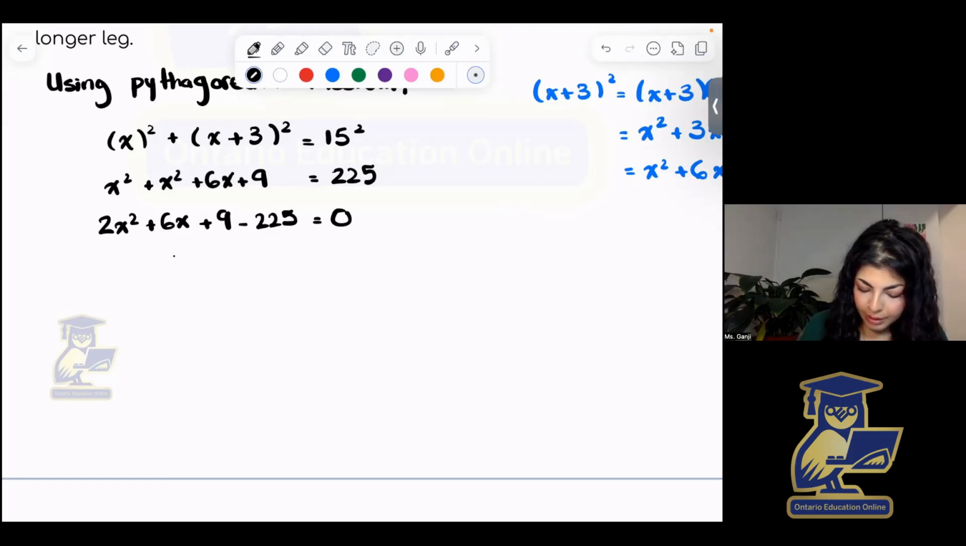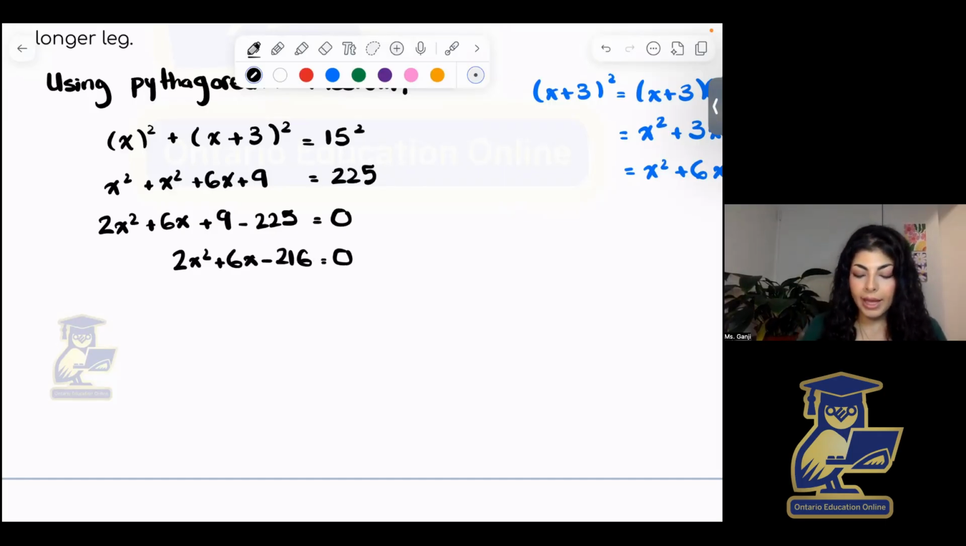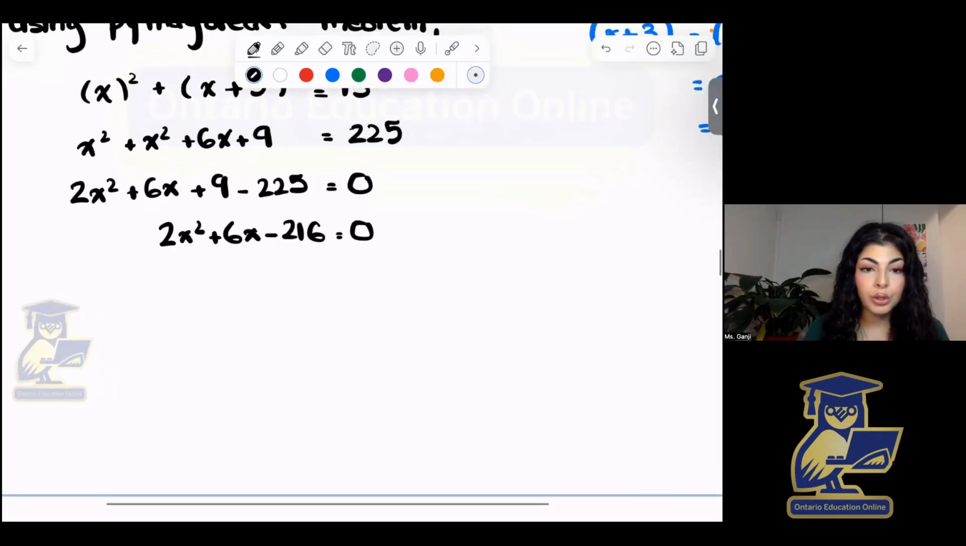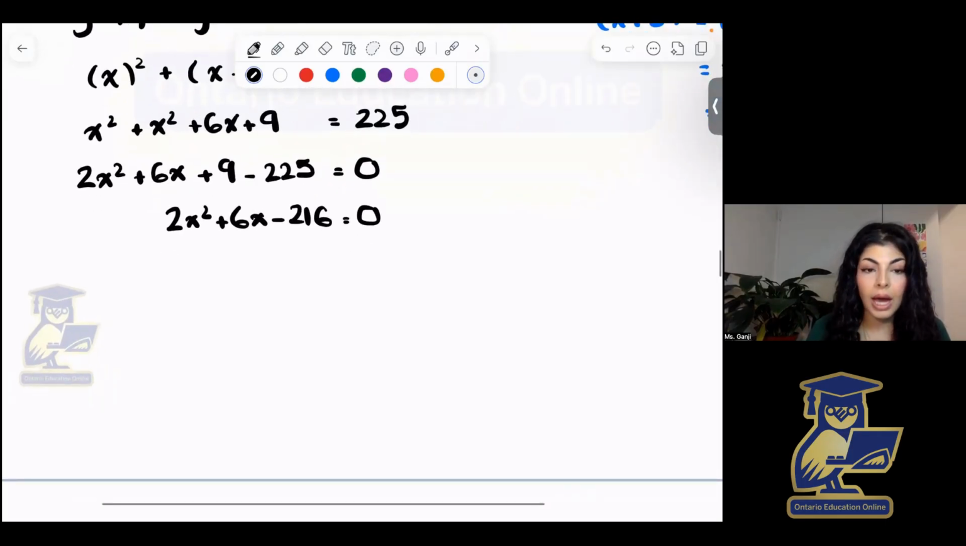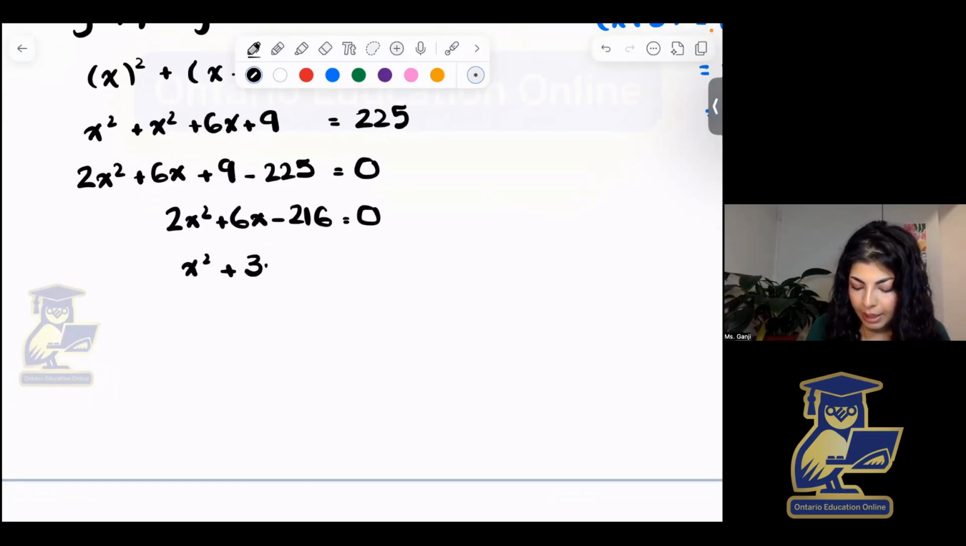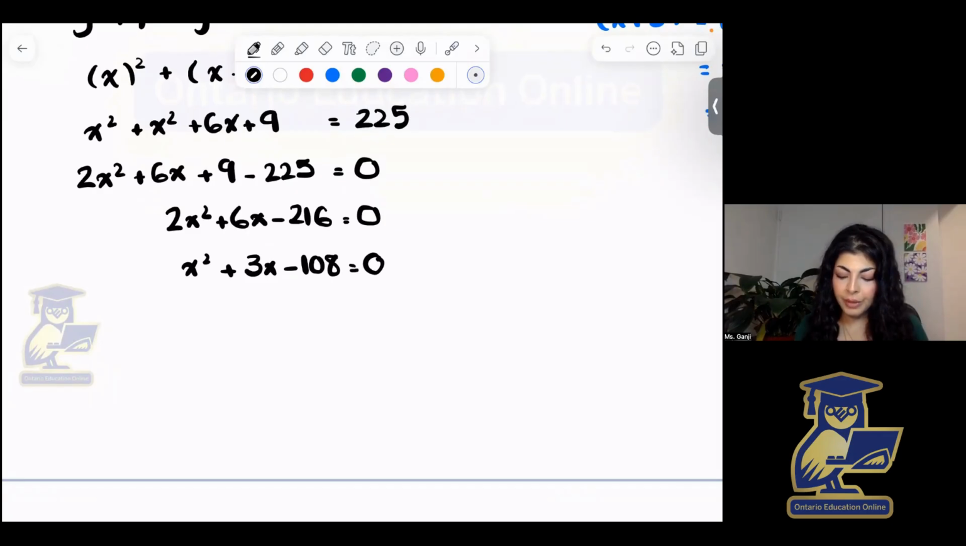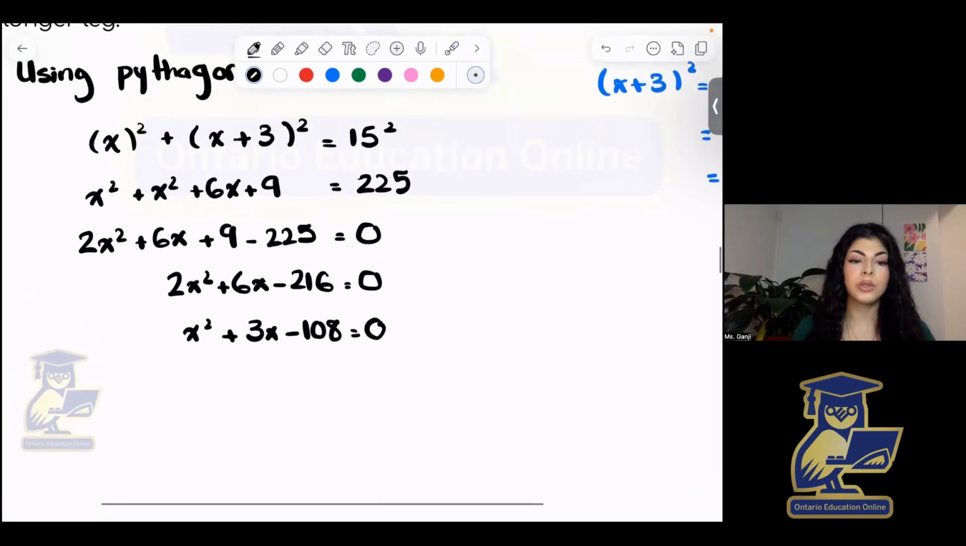And if we find this, and right away, I do see that these are all multiples of 2, so I do have an option to factor out that 2 or divide all the terms by 2 so that I have x squared plus 3x minus 108 is equal to 0. And now this is just a quadratic and it is equal to 0.